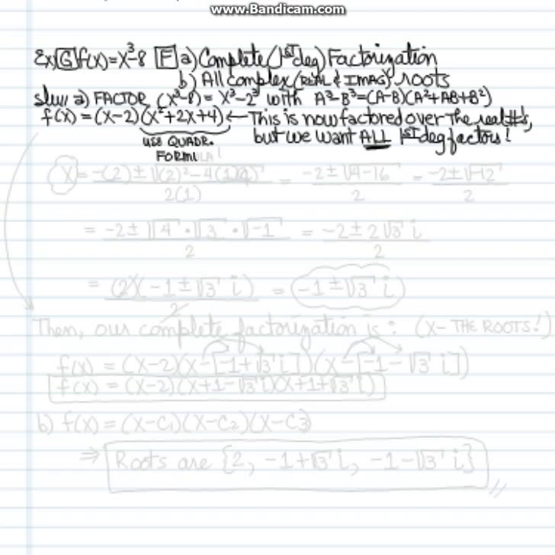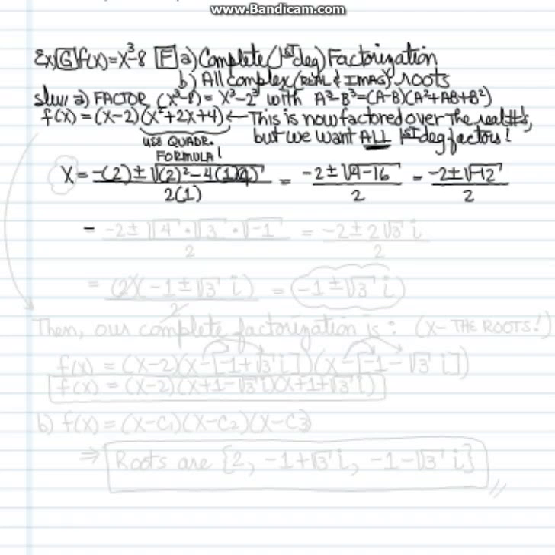It's too hard. So x equals negative b plus or minus the square root of b squared minus 4ac over 2a. So we have x equals negative 2 plus or minus the square root of 2 squared minus 4 times 1 times 4 over 2 times 1. And that simplifies to negative 2 plus or minus the square root of 4 minus 16 over 2, which is negative 2 plus or minus the square root of negative 12 over 2.